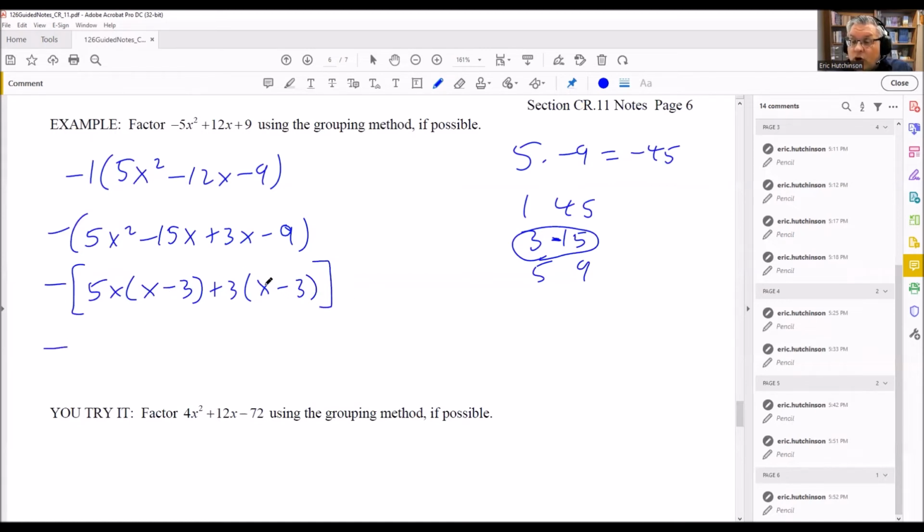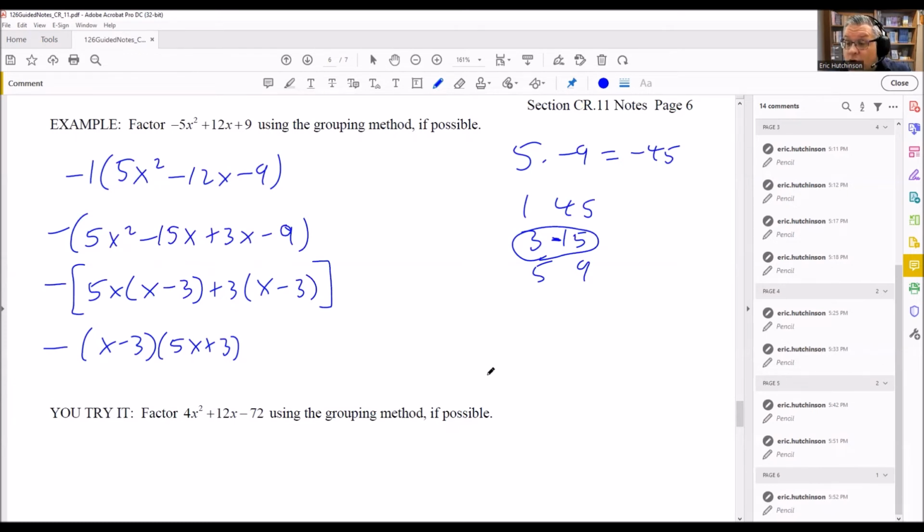I have a negative. The one that repeats, I'm going to put that first. So that's going to be the x minus 3. And then if I get rid of these two parenthesis parts, what I have left is 5x plus 3. And so that would be considered fully factored. I have the negative that just goes along for the ride all the way down to the bottom. And then I have these two things left over.